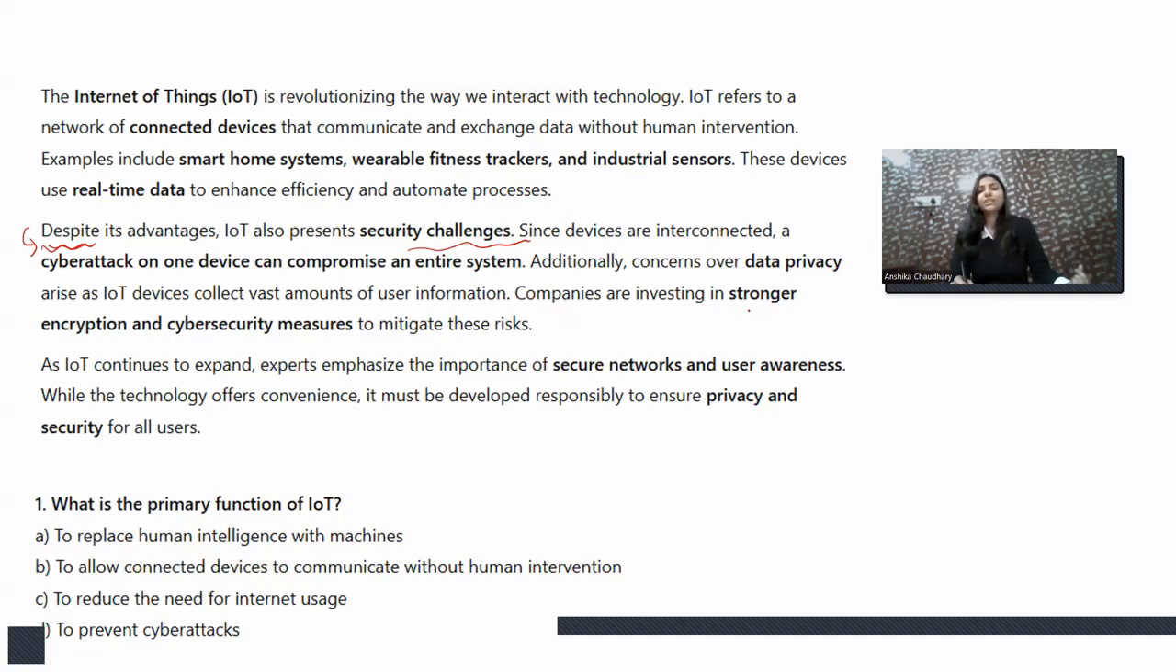Companies are investing in stronger encryption and security measures to mitigate these risks. So what are companies doing to mitigate this risk? They are investing in stronger encryption algorithms and stronger cyber security measures. Now, as IoT continues to expand, experts emphasize the importance of secure networks and user awareness. While the technology offers convenience, it must be developed responsibly to ensure privacy and security for all users. So we are done with the paragraph.